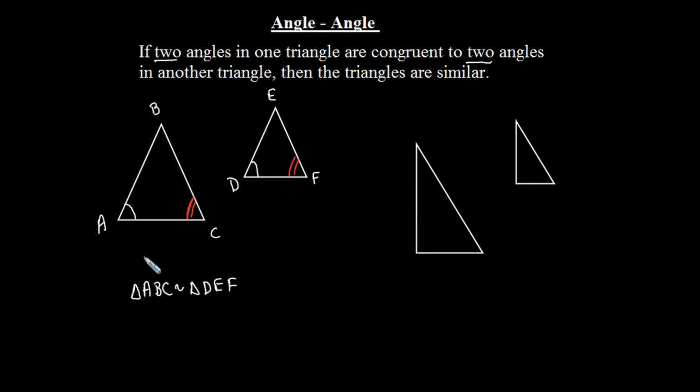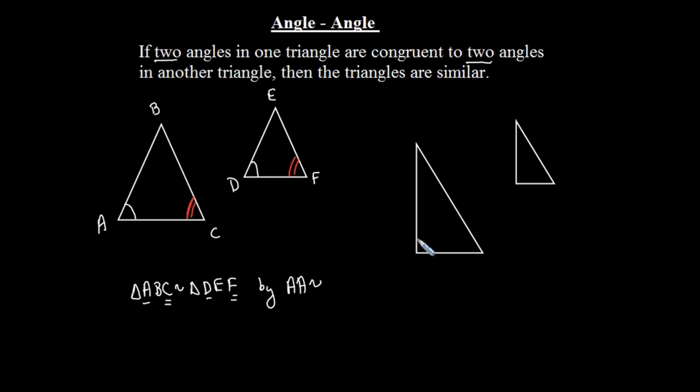And we have to be careful here when we write this similarity statement. Angle A and angle D are congruent, so those vertices correspond in our similarity statement. C and F are congruent, so they will correspond in our similarity statement as well. And then we might say that these are similar by the angle-angle similarity postulate.